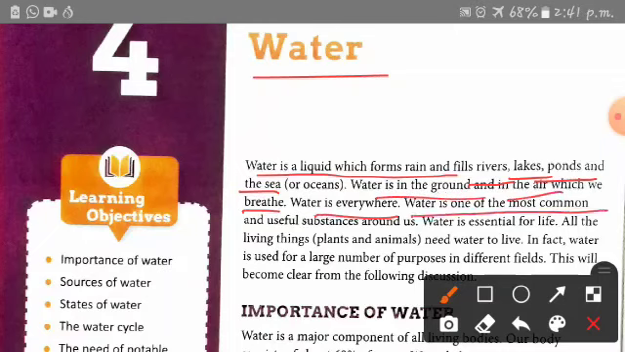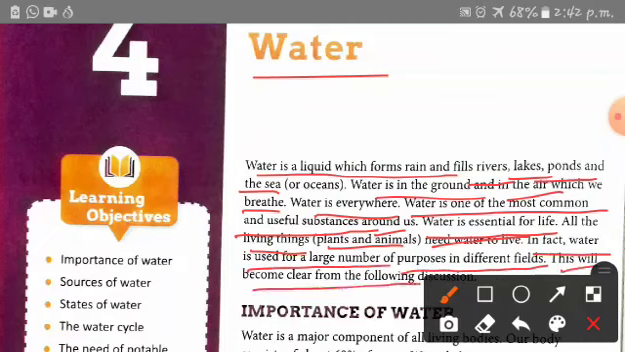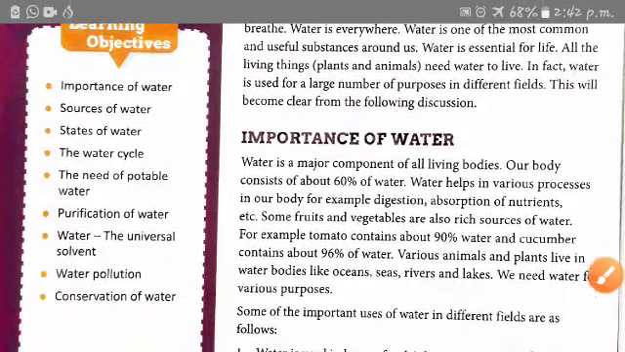Water is one of the most common and useful substances around us because each and every work of ours is related to water. Water is essential for life because we can't live without water. All living things, plants and animals, need water to live, because we all feel thirsty and use water to quench thirst. In fact, water is used for a large number of purposes in different fields. This will become clear in the following discussion.